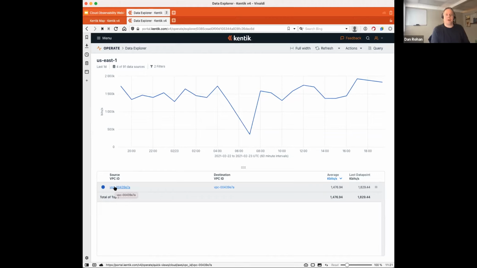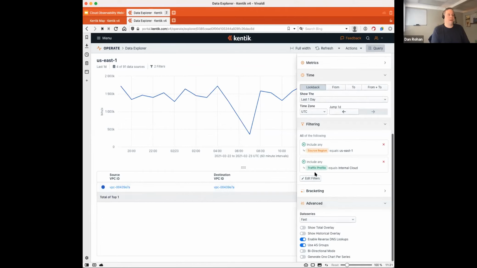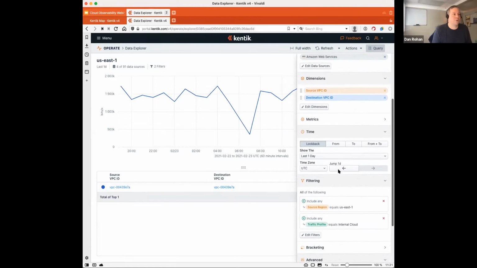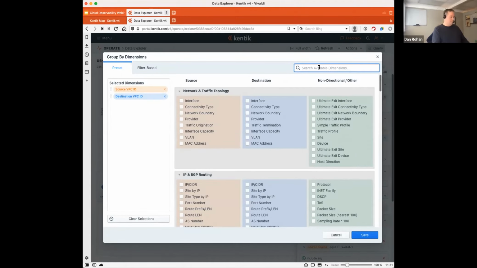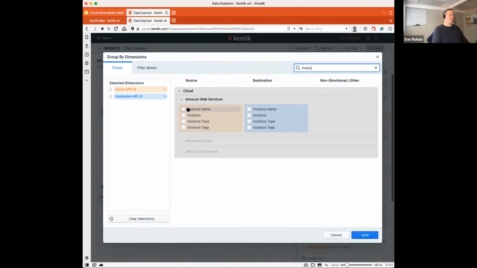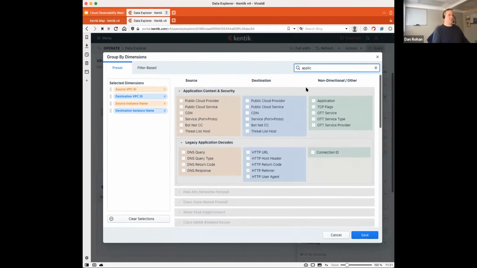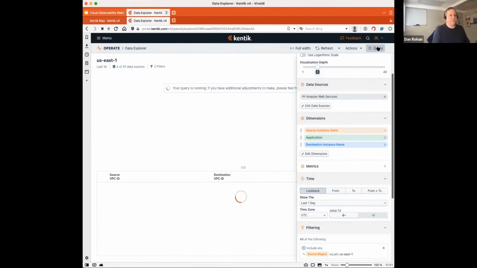But let's go a little deeper. Let's look at what VMs and applications are speaking. So I'm going to modify the query again and notice that our filters have been automatically updated from when I chose the show by option. I'm just going to modify the dimensions this time. And I'm going to say instance. So I want source instance name. And let's also take a look at the applications that those instances are talking to each other with. I'm going to put the application dimension in the middle. So we kind of got a sandwich there and hit save.